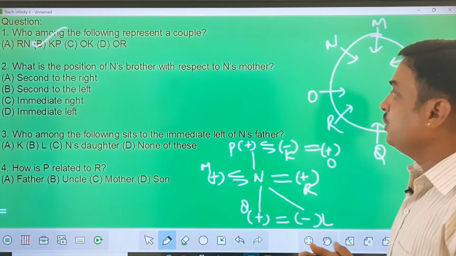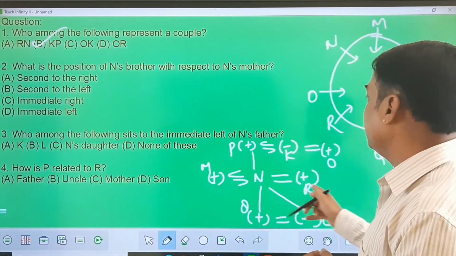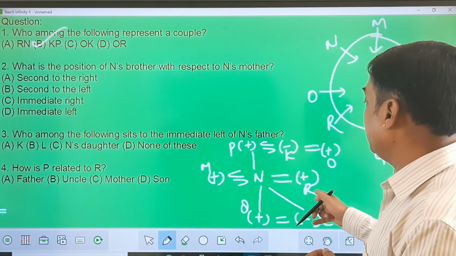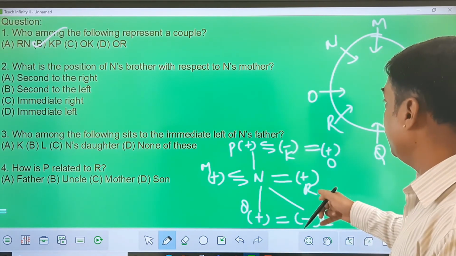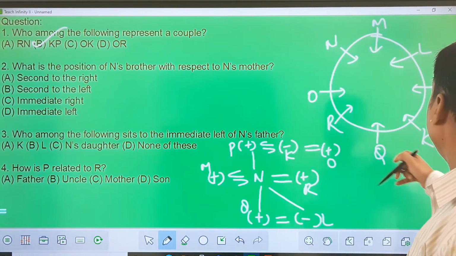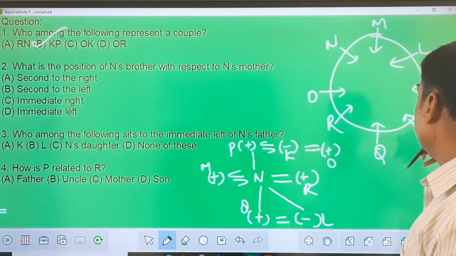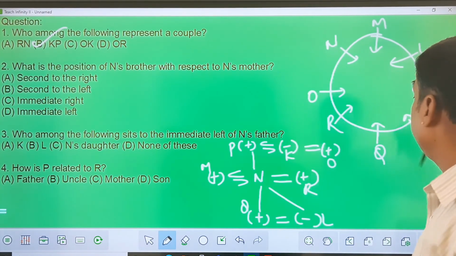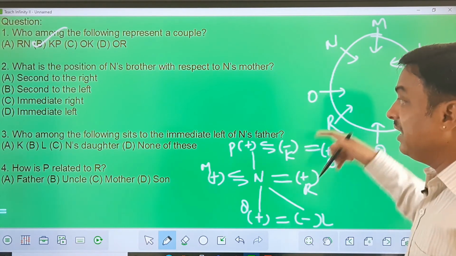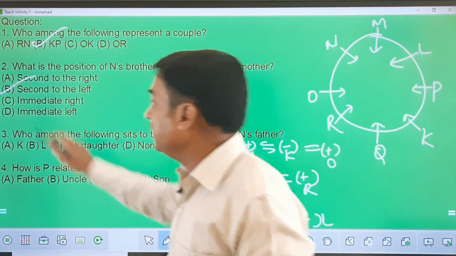Next, what is the position of N's brother? Who is N's brother? You can see R, with respect to N's mother, that is K. R's position with respect to K. If we see K is here, R is here, so since he is facing the center, we can say K's left, second left is the answer for this. So B option is the answer for this.